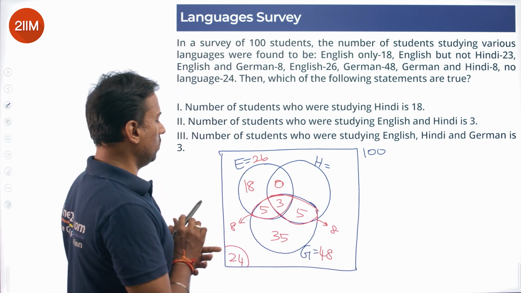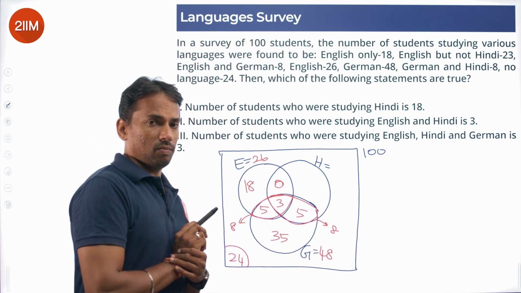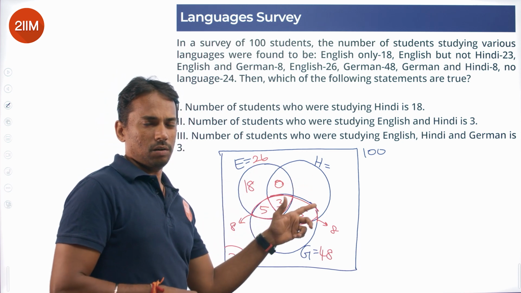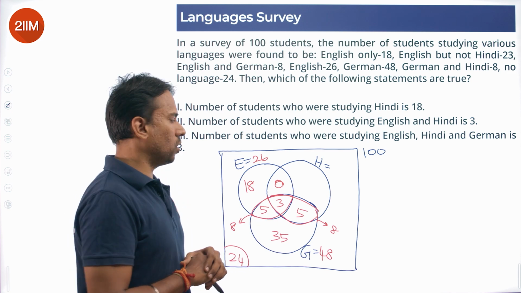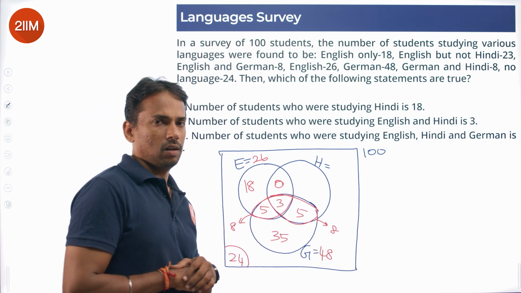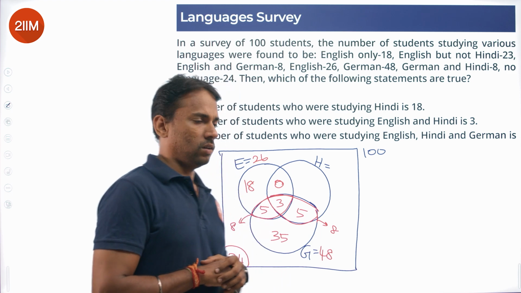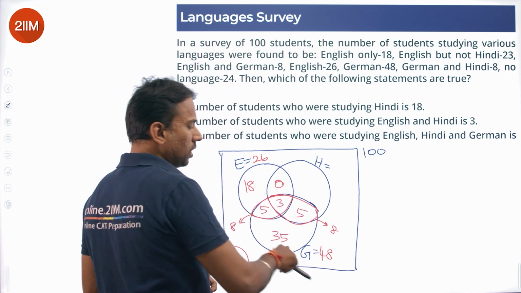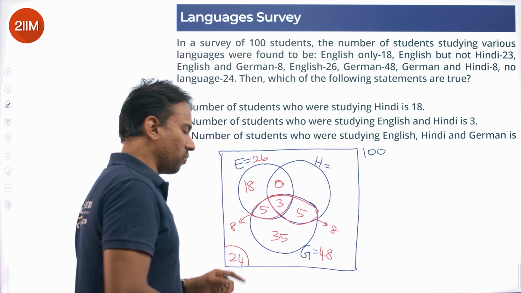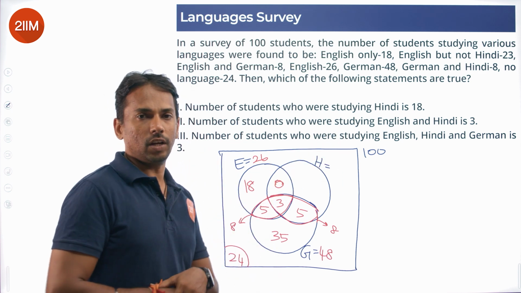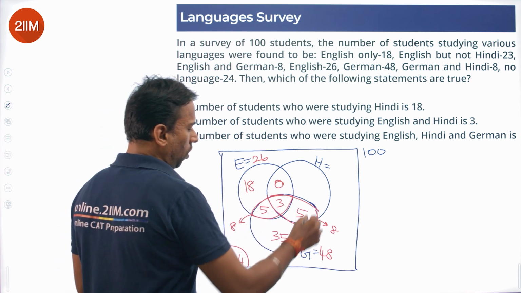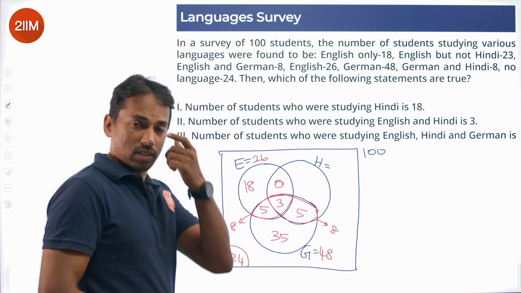Nice, we got everything. So we clearly got all the regions. Only this portion is missing, but now it is easy because we know everything except this. We know the total is 100. We know here there are 24 people. That means inside the 3 sets there should be 100 minus 24, 76 people. The addition of all these numbers should be equal to that 76.